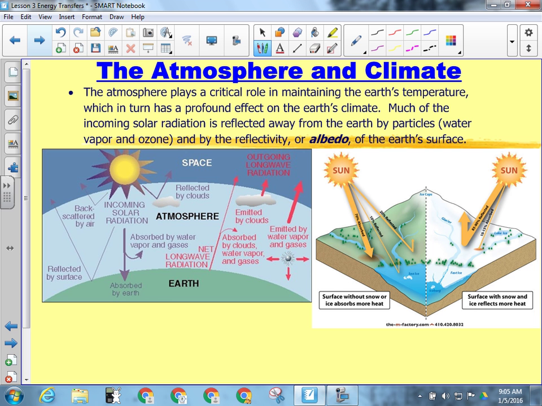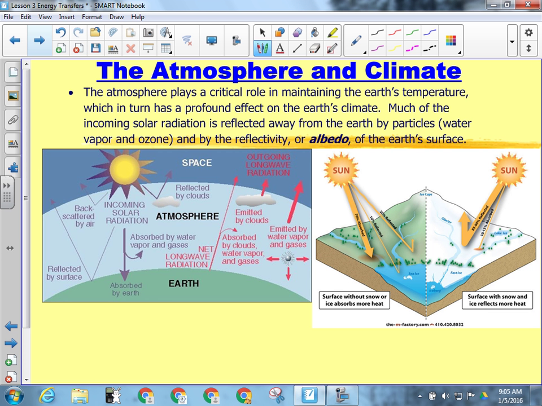Otherwise, it would just go right back off into space, right? So having some greenhouse gas is important. Is the rate we're putting it into the atmosphere good? No. But the greenhouse effect in and of itself isn't bad. A drastic increase in it is bad. But the greenhouse effect isn't all bad.